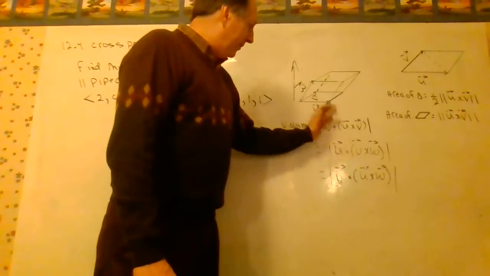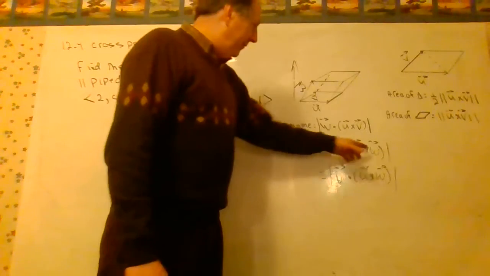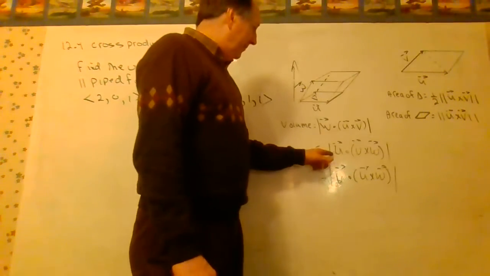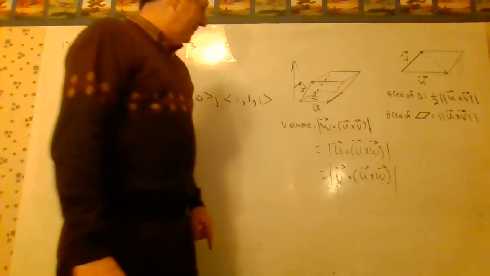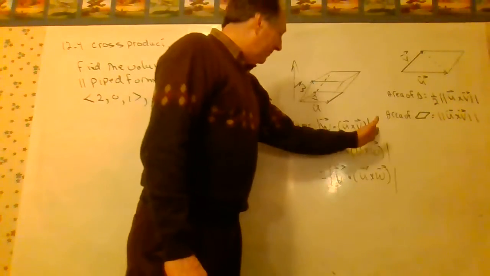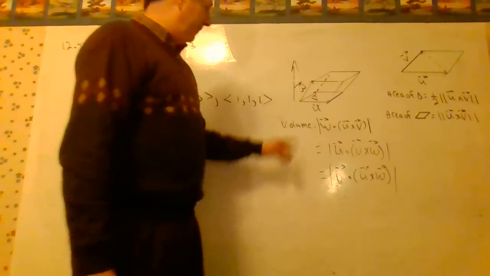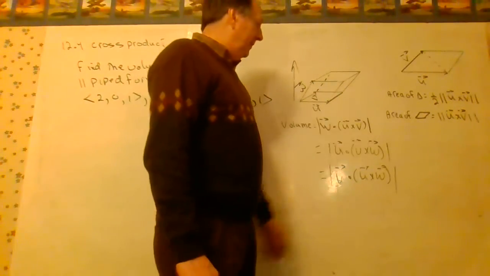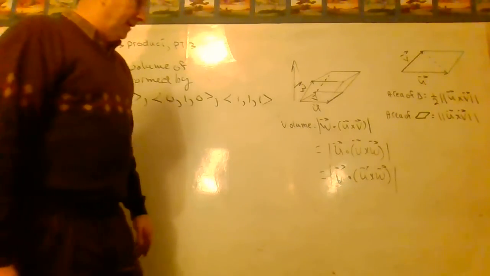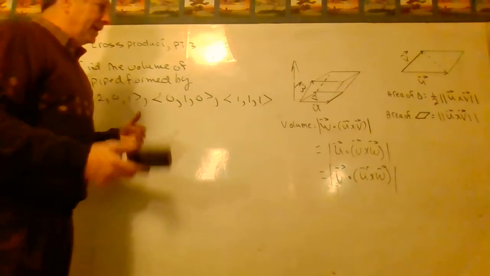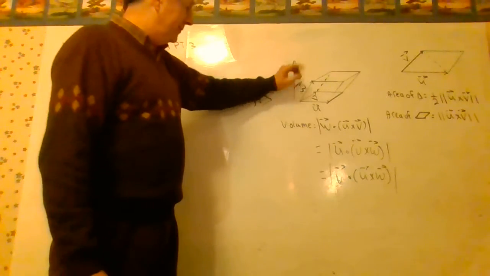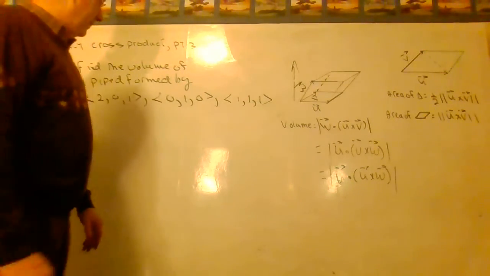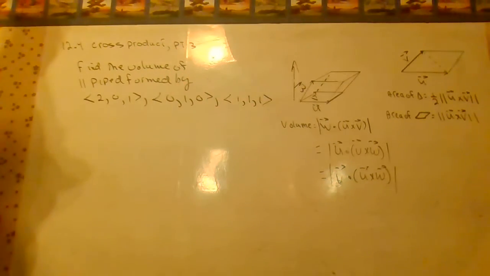You can write this in any order. You can put w in here, u out here, v out here, whatever. And this is absolute value, not magnitude. When we work out this triple, it's called a triple scalar product. It could come out positive or negative, just depending on which direction these vectors are going. So we take the absolute value.